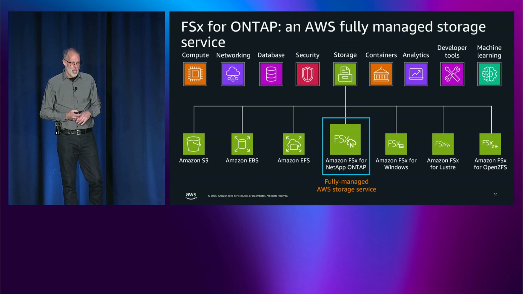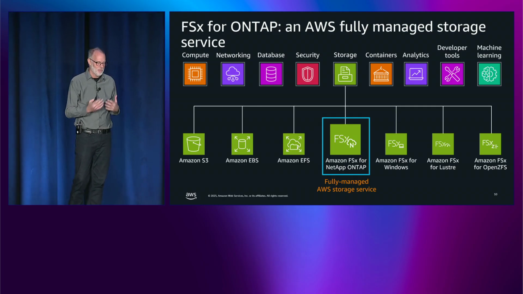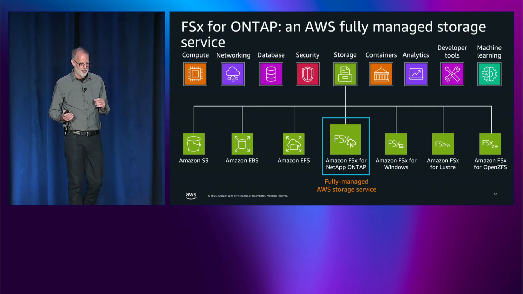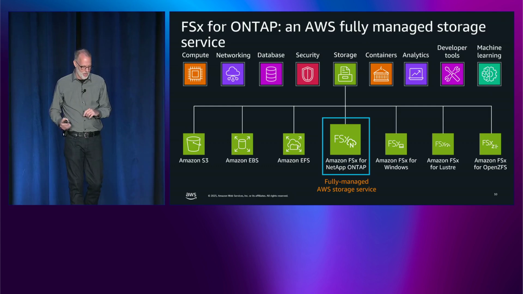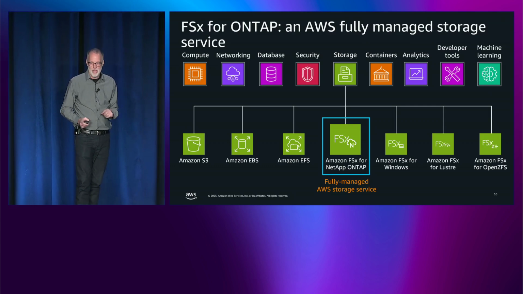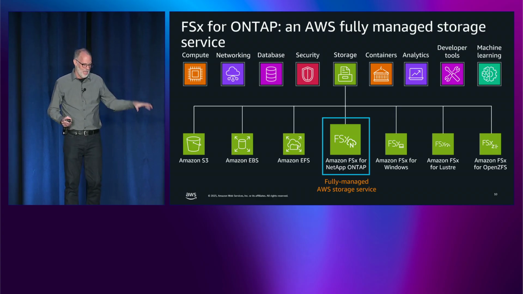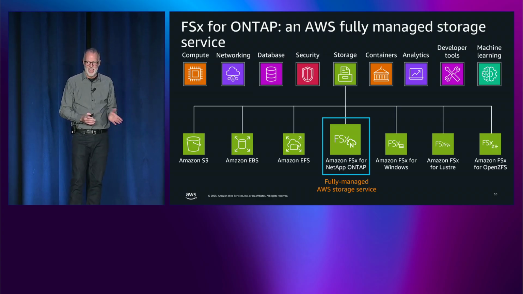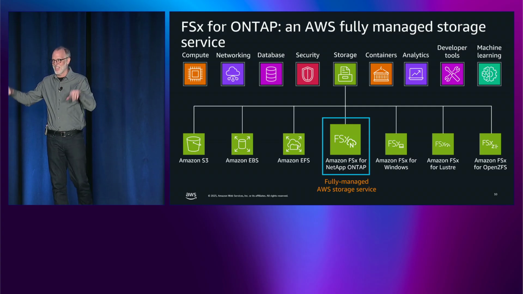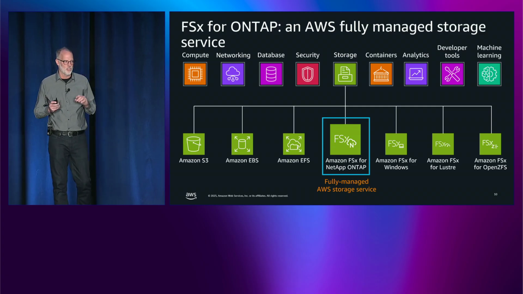And so now really, what is FSx for ONTAP? I'm going to spend a little bit of time here because it can sometimes be a little confusing for people, because it has ONTAP in the name and has NetApp in the name as well, right? But it is a fully managed AWS storage service. And it sits there next to S3, EBS, EFS, right? It sits underneath the FSx file system umbrella, but it is a fully managed AWS storage service.